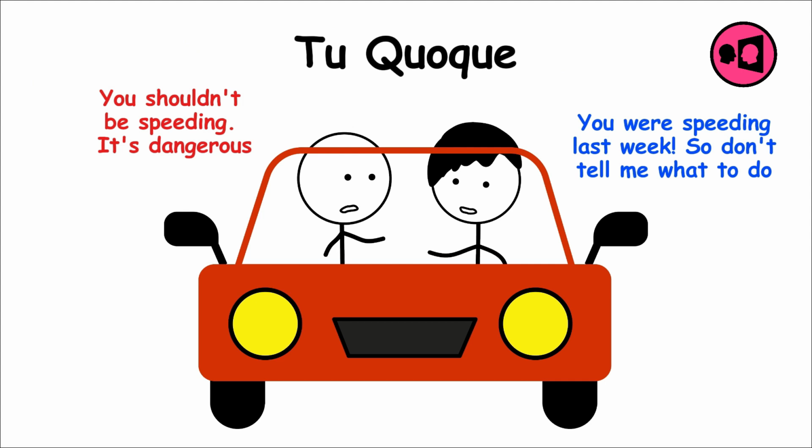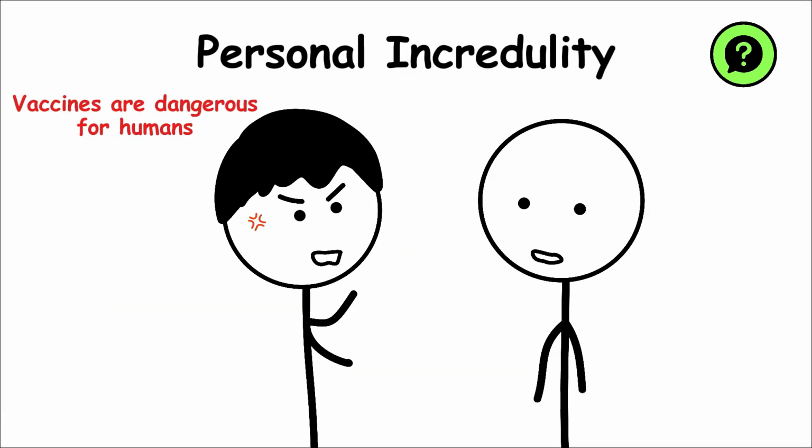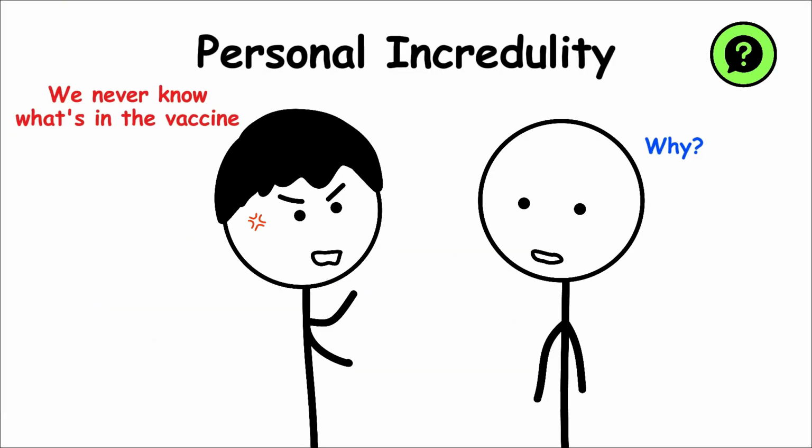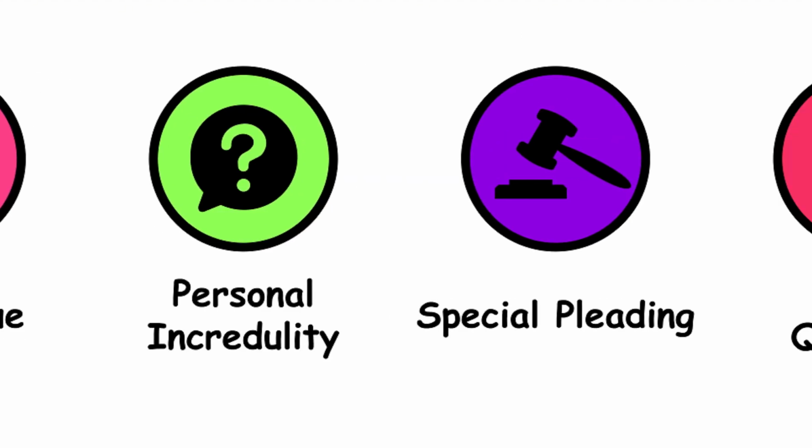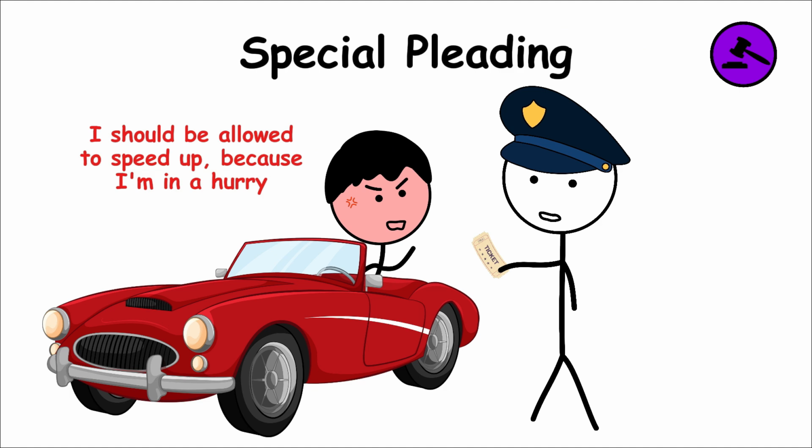Tu quoque is like saying, you do it too, so it's okay for me to do it. It's basically avoiding the issue at hand by pointing out someone else's hypocrisy. Personal incredulity. This fallacy occurs when someone finds something hard to believe or understand, so they assume it must be false. Special pleading. Special pleading is when someone argues that a rule or standard should not apply to their situation, without giving a good reason for the exception.